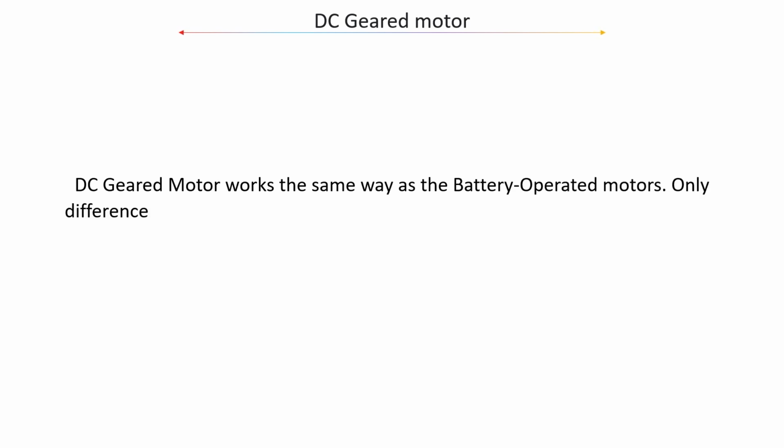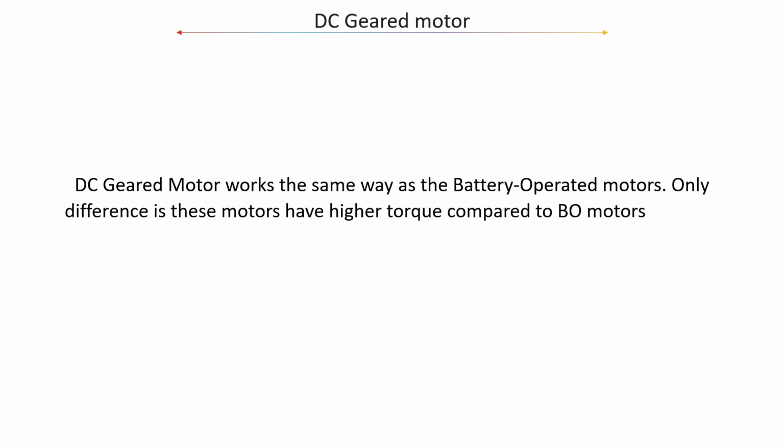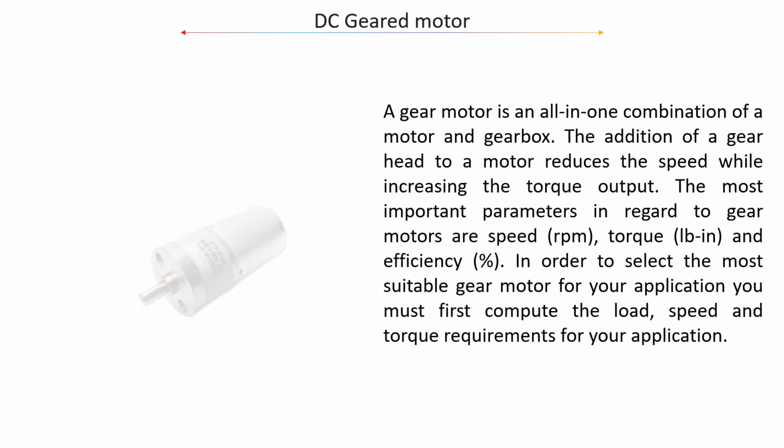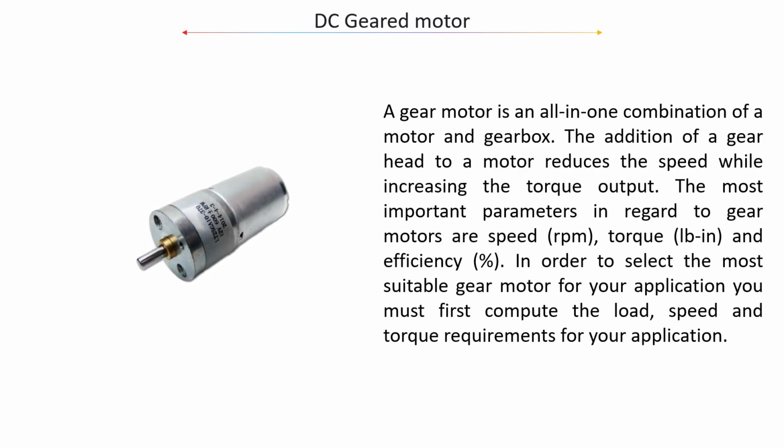DC geared motor. DC geared motor works the same way as the battery-operated motor. The only difference is these motors have higher torque compared to the battery-operated motors and also require higher voltage, that is 12 volt, to operate. A gear motor is an all-in-one combination of a motor and a gearbox. The addition of a gear head to a motor reduces the speed while increasing the torque output.